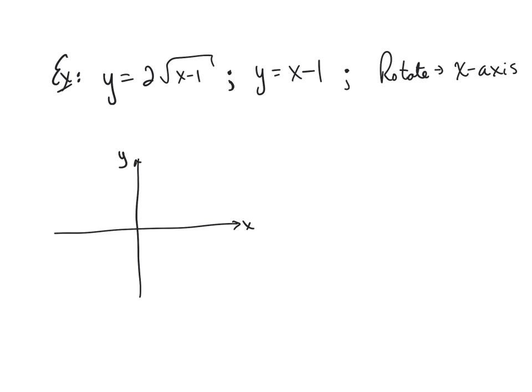Okay, so the first one, y equals 2 times the square root of x minus 1. That's just a square root curve that starts at 1 and opens up and to the right. And all the 2 does is make it a little taller than it usually would be. So it's just going to ballpark look something like that. Okay, so that's y equals 2 times the square root of x minus 1. I'm going to put that underneath because I'm going to need a little bit of room.